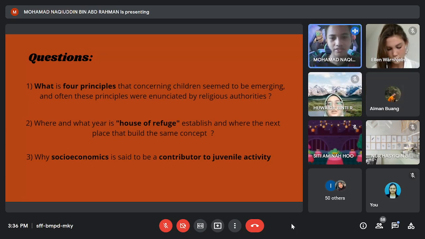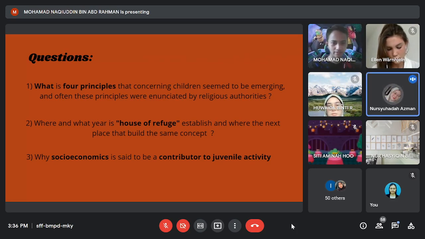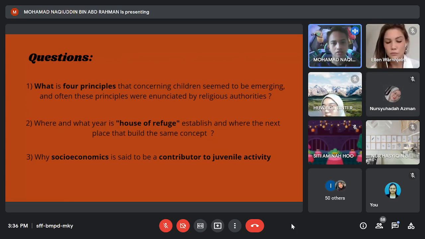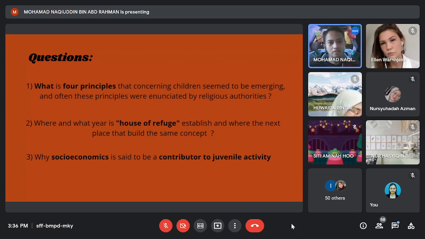Okay. In my opinion, socioeconomics is said to be a contributor to juvenile activity because the poor children or poor families cannot afford to send their children to school or get an education. So they are more terdedah, they are open to juvenile activity like stealing, fighting and so on and so forth. Okay. So I don't know the answer, but we will see the real answer.